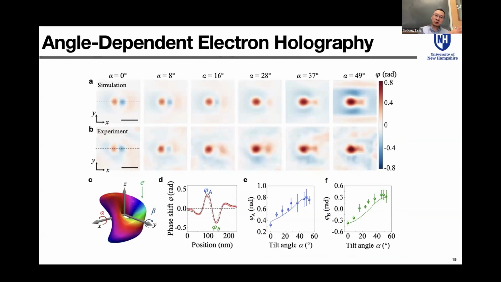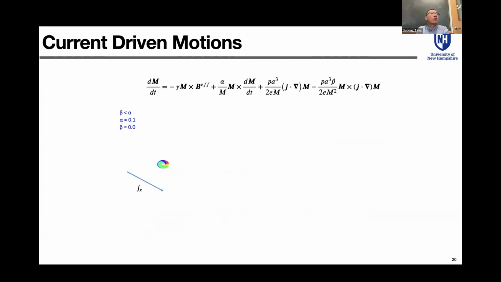It's a transition, a crossover from a skyrmion anti-skyrmion pair all the way to the target skyrmion by tuning the direction of the electron beam. And the experimental observation is nicely consistent with the simulations. So this proves that this is indeed a magnetic Hopfion. And given the Hopfion, we are also interested in its dynamics.